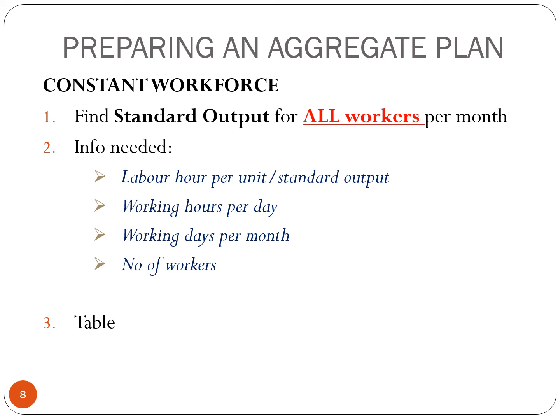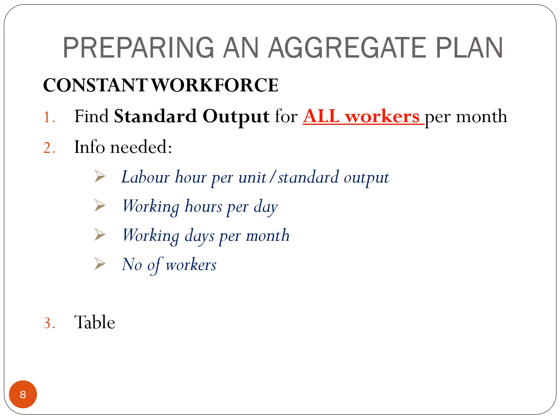Okay. The first thing that needs to be done here is to calculate or to find the standard output for all workers per month. Okay, so what you need here is some information. So this information will be given in the question. So that is called additional information. And remember, standard output here means how many units can be produced by all workers in one particular month.